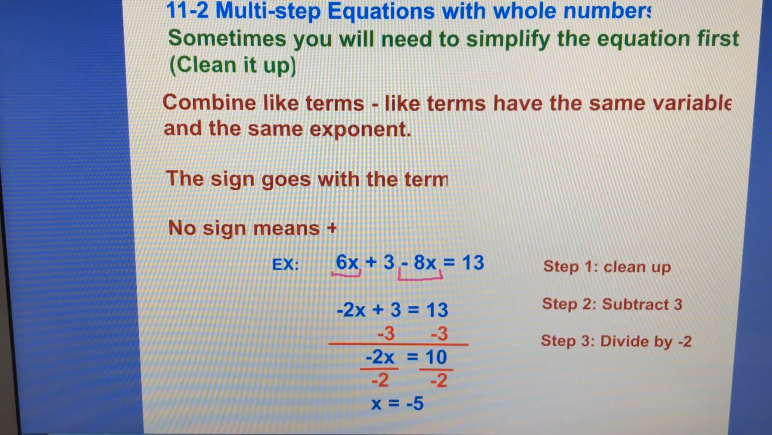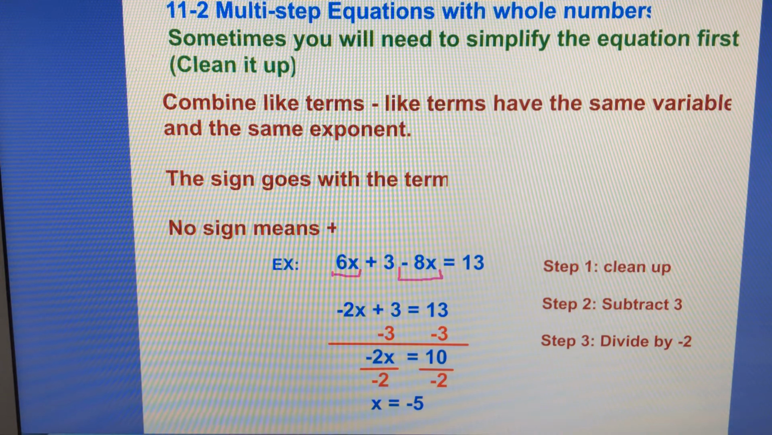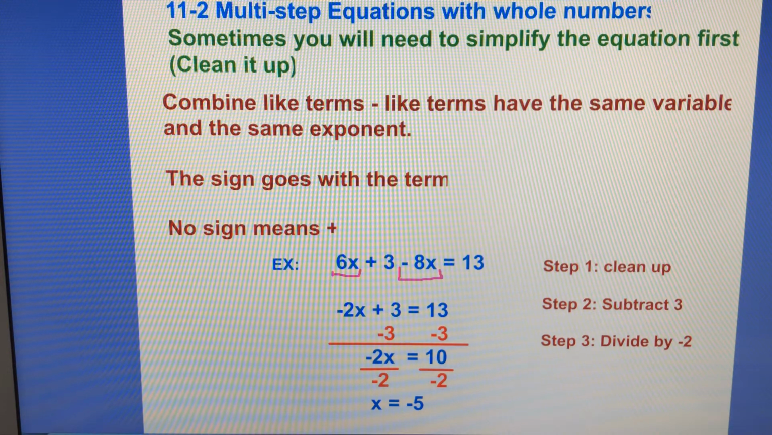Multi-step equations with whole numbers. Okay, Jada, you ready for this? This is what we like the best because we don't like fractions. We're saving those fractions for poor Layla, who's going to get stuck with the fractions section when we get to it. But right now we have multi-step equations with whole numbers, Jada's favorite.